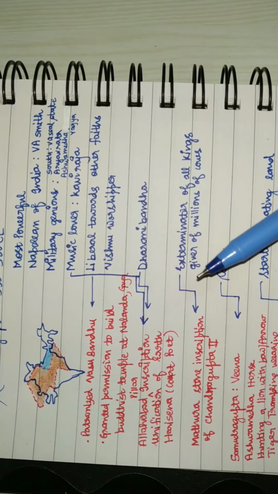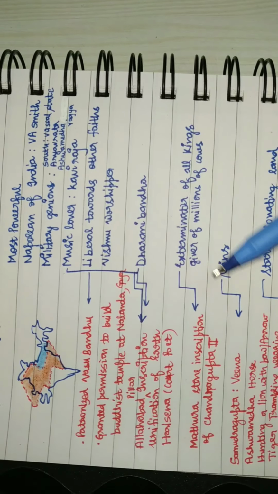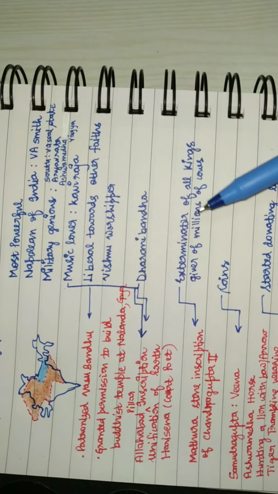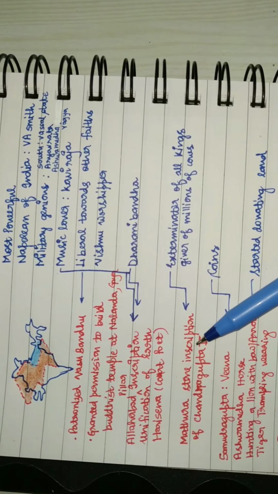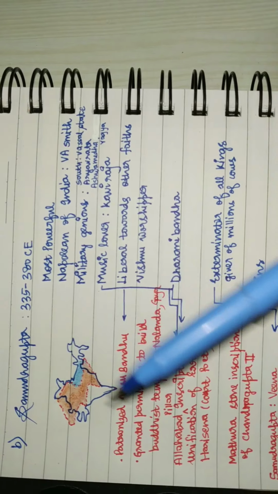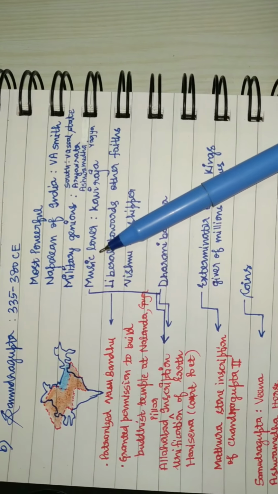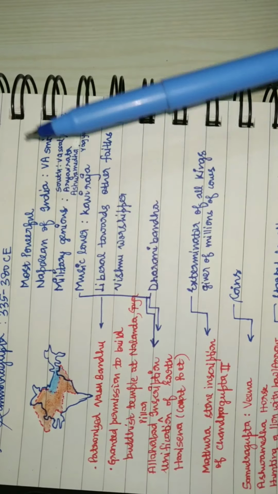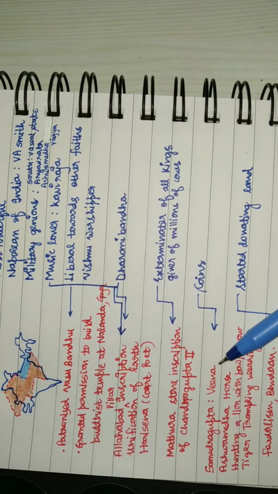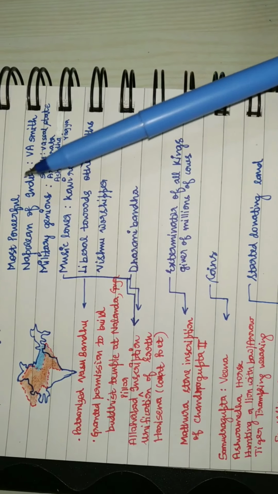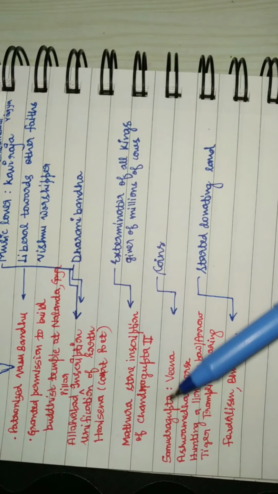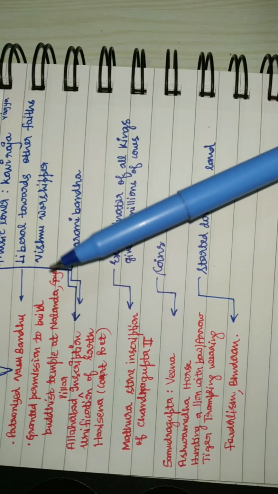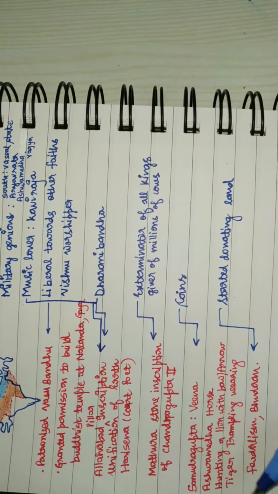Extermination of all kings, giver of millions of cows, giver of land, Bhudan. These kinds of terminology are found in the Mathura stone inscriptions of Chandragupta II, his successor, right? Apart from that, Samudragupta was a great lover of music. As I've already told, he is also seen in coins playing the veena, right? Other coin images show the Ashwamedh horse, and Samudragupta hunting a lion with a bow and arrow, right?